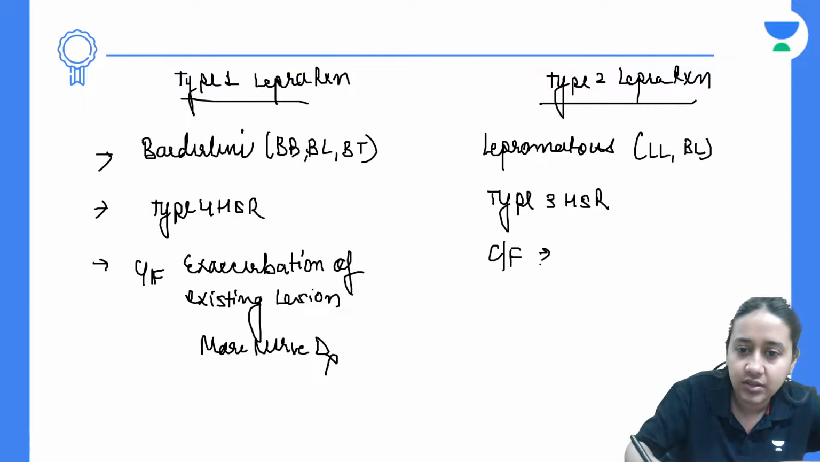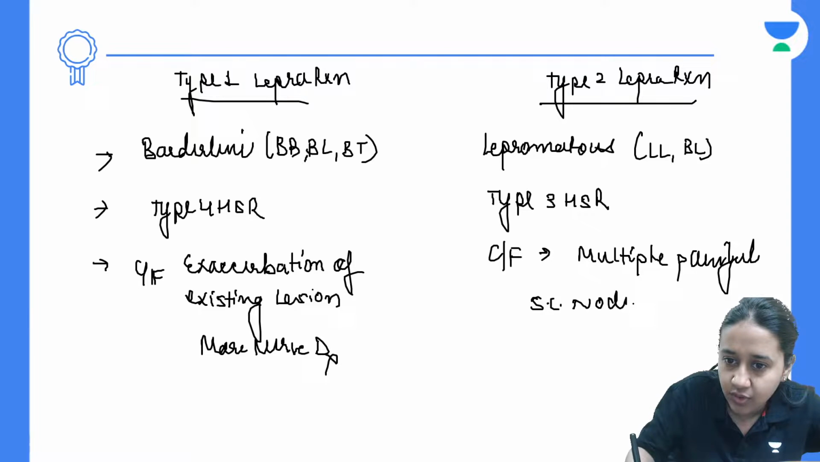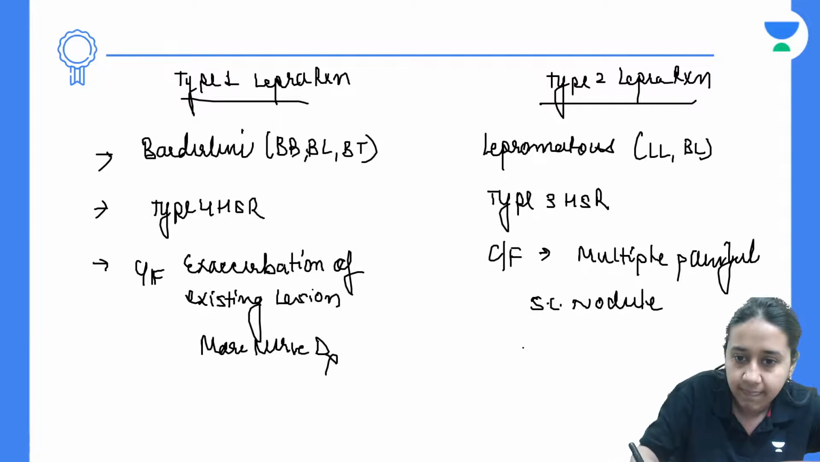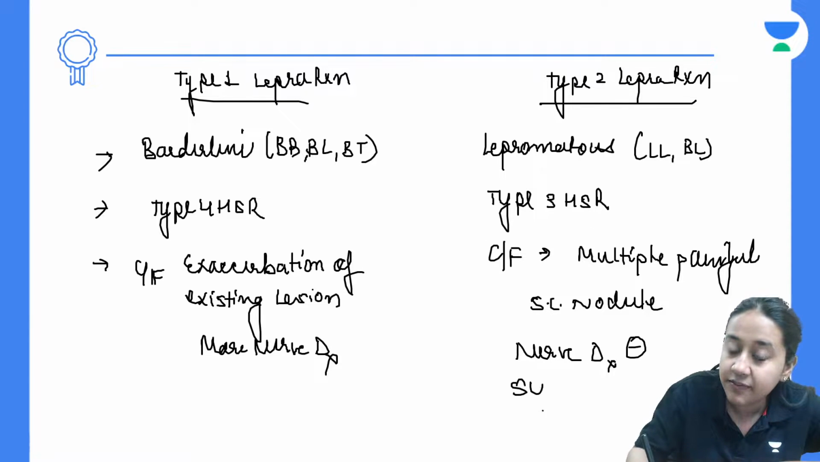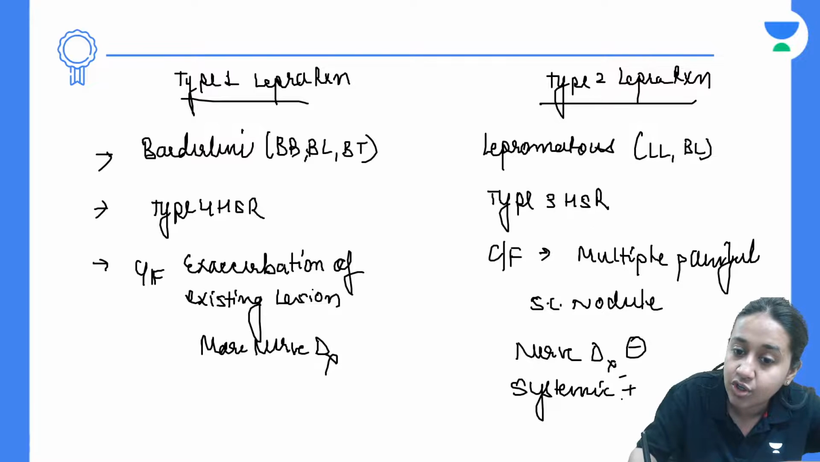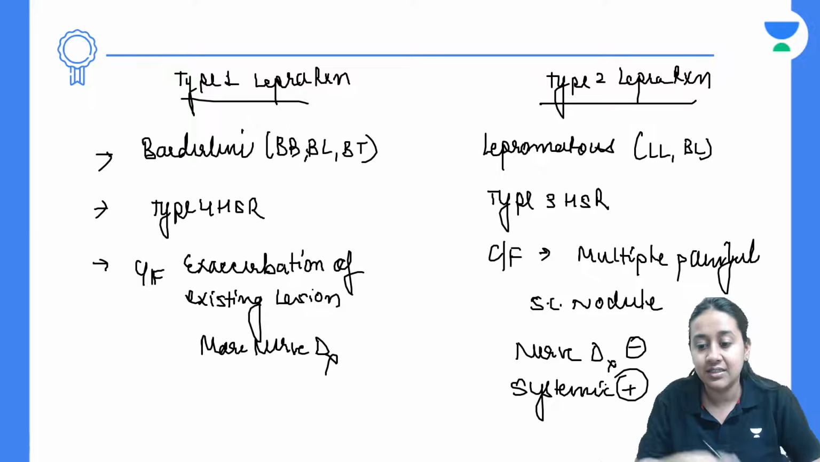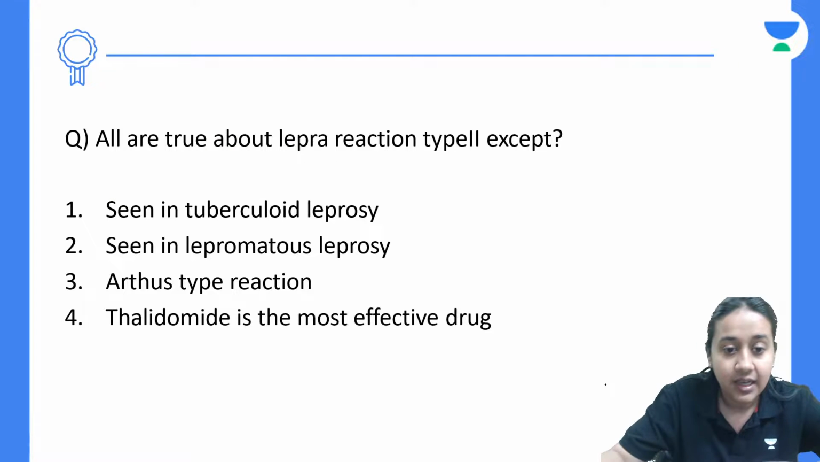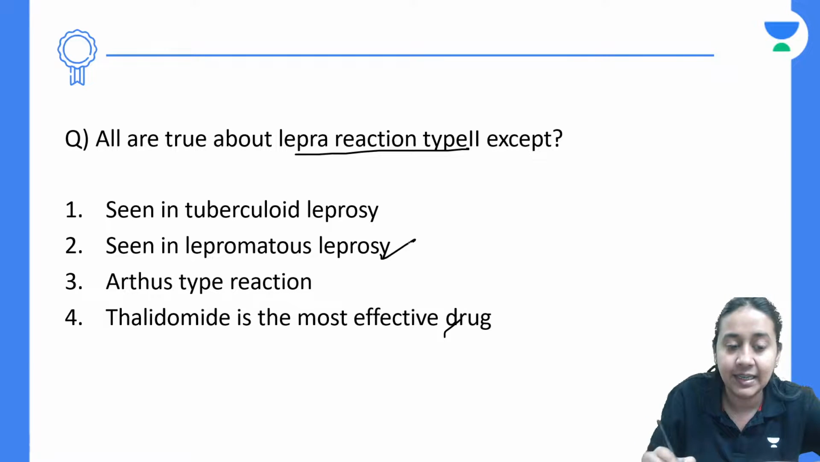What is the clinical feature in type 2? You have new crops of lesions, so you have multiple painful subcutaneous nodules, which is known as erythema nodosum leprosum. Nerve damage is not seen, but systemic features are more frequent, like fever, constitutional symptoms, joint pain, involvement of the eyes, arthritis or orchitis, etc. So type 2 lepra reaction is seen in the lepromatous pole.